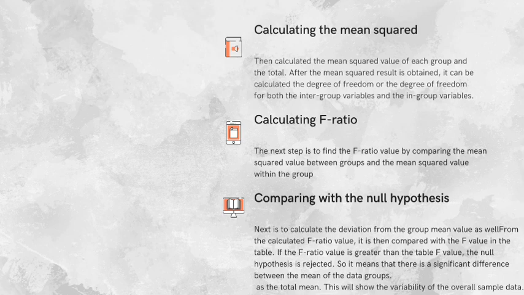If the F-ratio value is greater than the table F value, the null hypothesis is rejected. So it means that there is a significant difference between the mean of the data groups and the total mean. However, if the F-ratio value is less than or equal to the F-table value, then the null hypothesis is accepted. This means that each data group has the same mean value or there is no significant difference between the data groups.